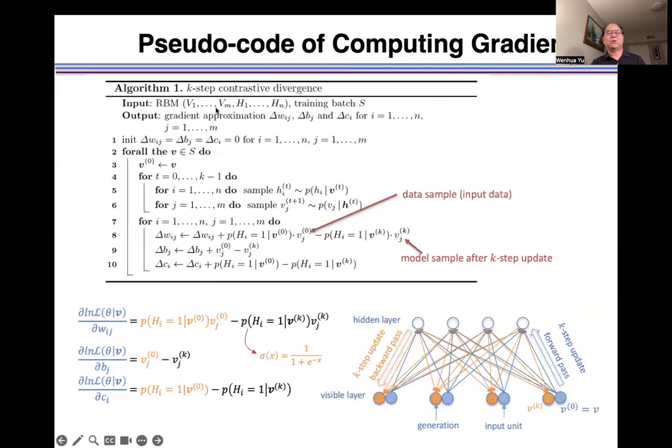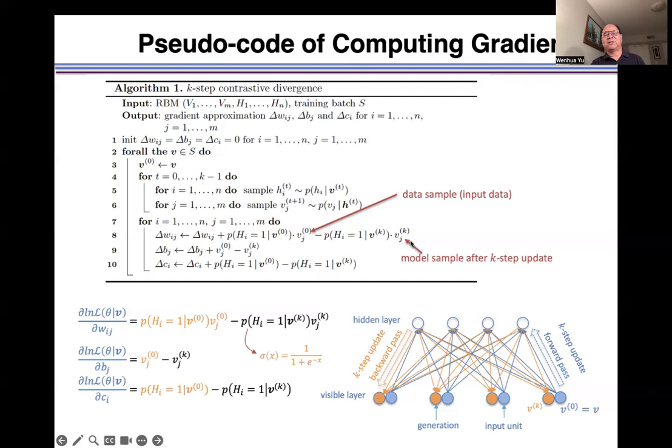Here is pseudocode for computing the gradient. First, for each training example, we assign the input value to the initial value. And then in the forward pass, we update the hidden state using the input data. And then in the backward pass, we use the hidden state to update the visible state.